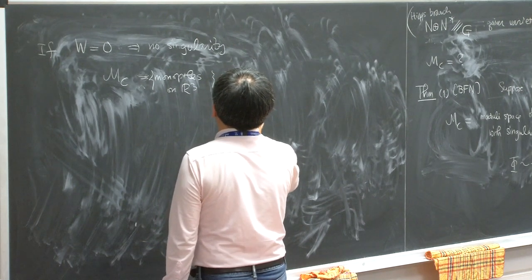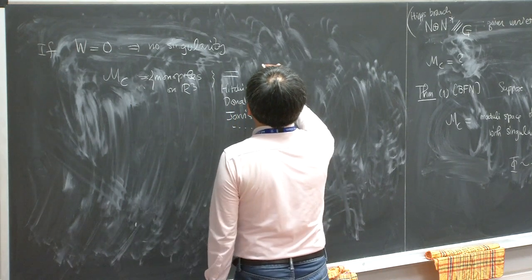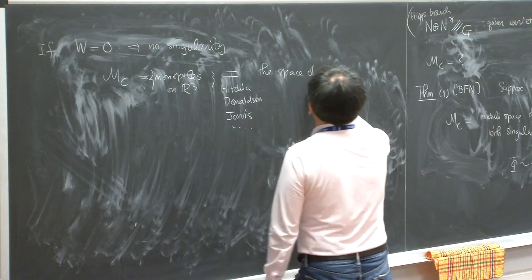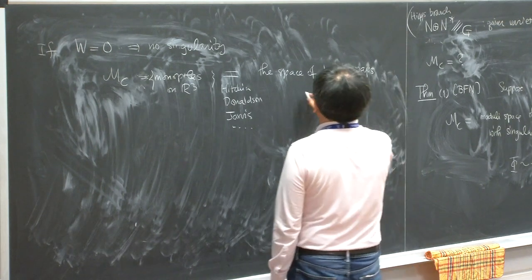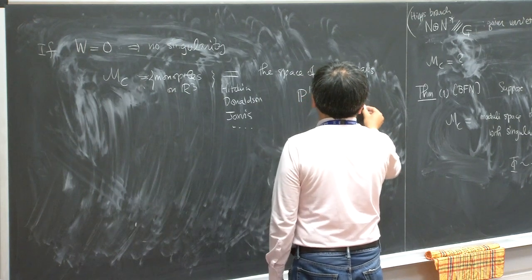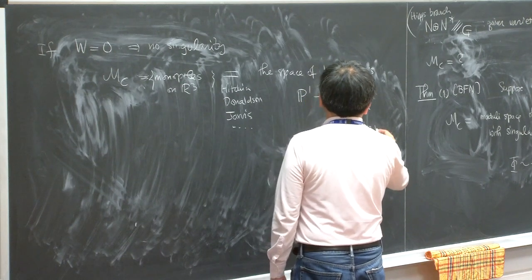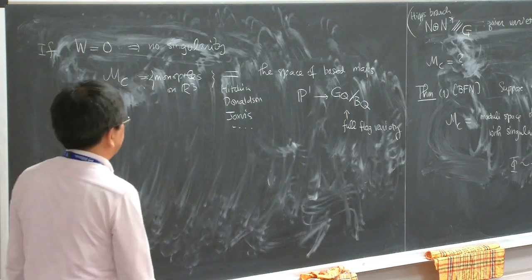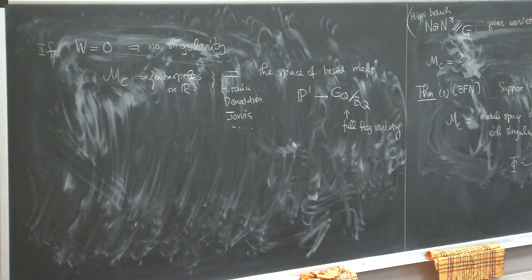I think Jarvis. So this is isomorphic to the space of based maps from P1 to the flag variety, the full flag variety. And this monopole charge is nothing but the degree of this.